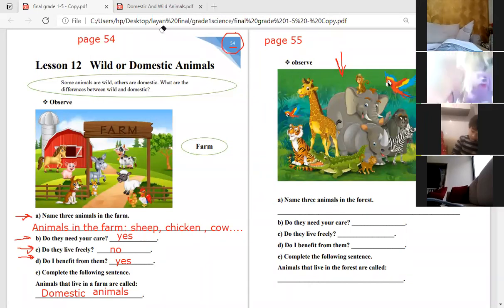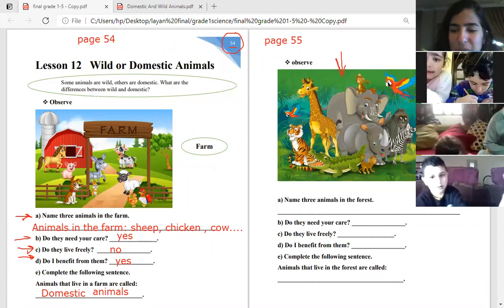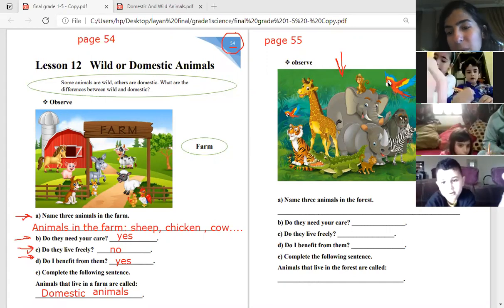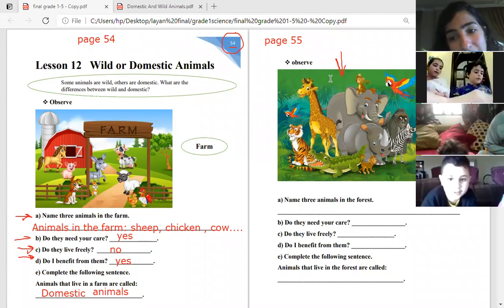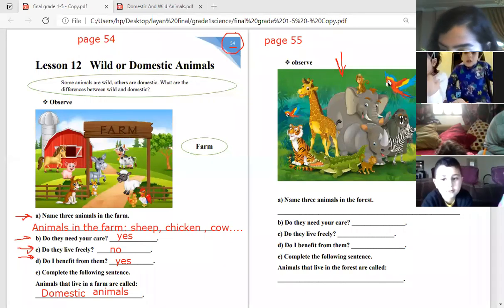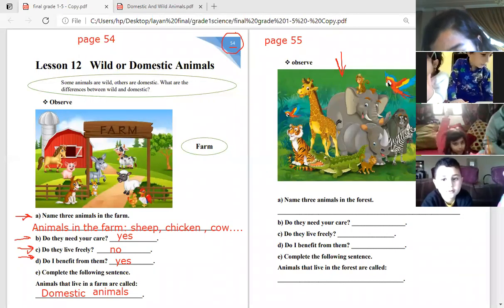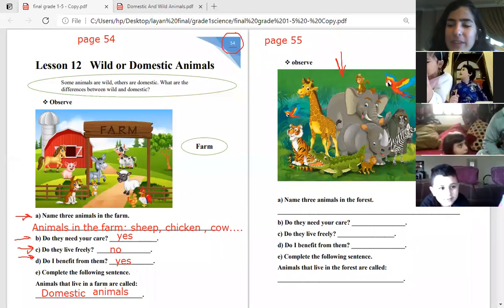Tiger. Tiger. Other than tiger. One more animal. Give me one more animal. What do we call this big one? Monkey. Monkey. Excellent. Thank you, Riyad. Thank you, Riyad. I only want 3.